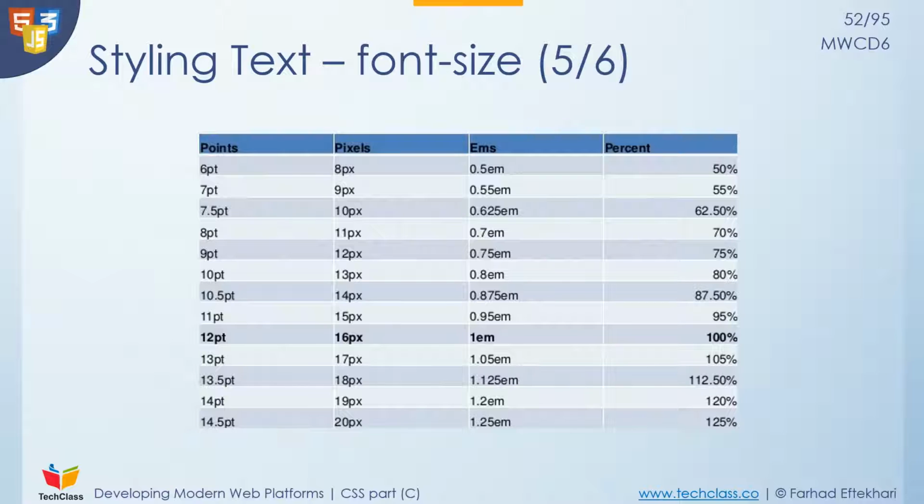And here is also a table which you can have as an example. For instance, if you have a 12 pt font size, then you assign it 1 EM, and then 100%. And then if you want to use any of these sizes, this is the outcome as a percent, pixel, or points.